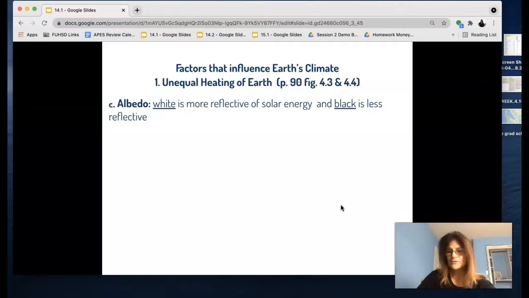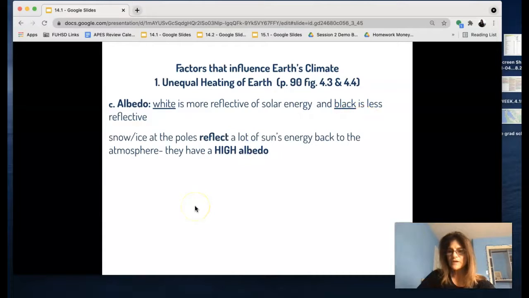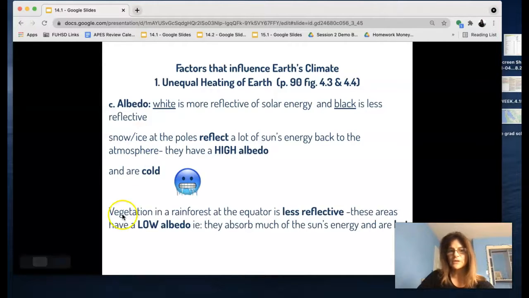We learned about albedo during the climate change unit. Albedo is reflectiveness. White surfaces are more reflective of solar energy, and black surfaces are less reflective. So if we consider the different topography on our planet, a place that has a lot of snow and ice is going to be light or white in color, and it's going to reflect a lot of the sun's energy back into the atmosphere. And we would say that places that have a lot of snow and ice, like the poles, have a high albedo, and therefore they're going to be cold.